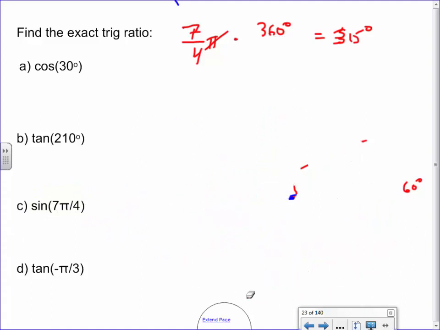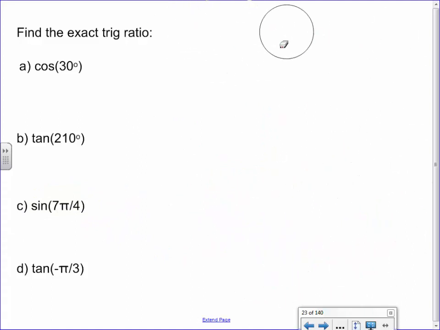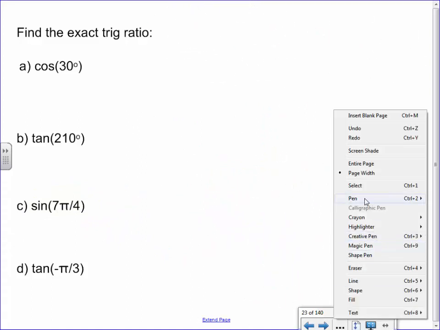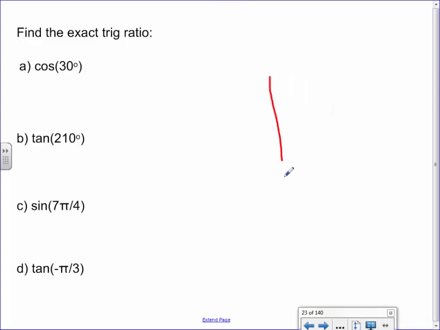Let's try tan of negative pi over 3. Can you have a negative angle? How do you make a negative angle? You go the other way. Rather than go this way, as the sun normally goes, just make the angle go backwards. Whereabouts would negative pi over 3 be?